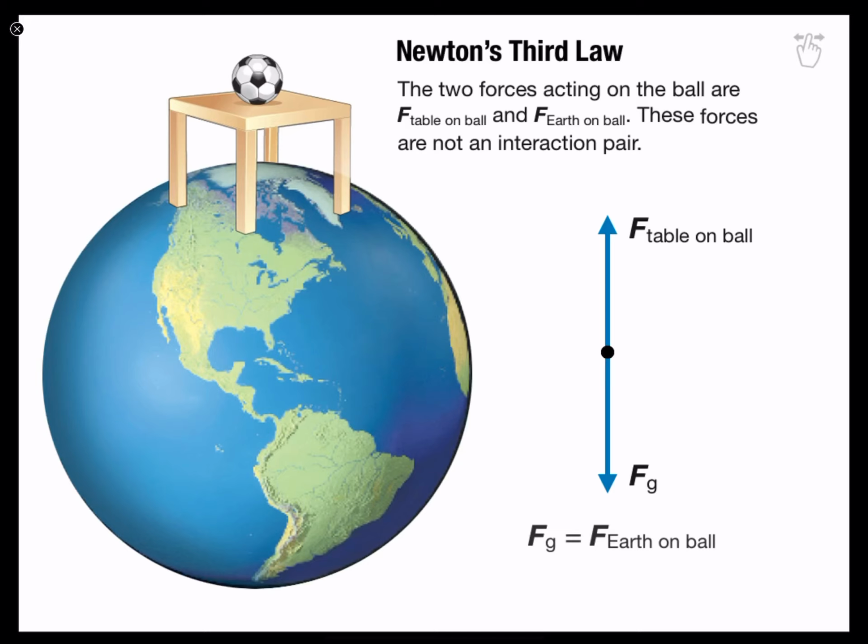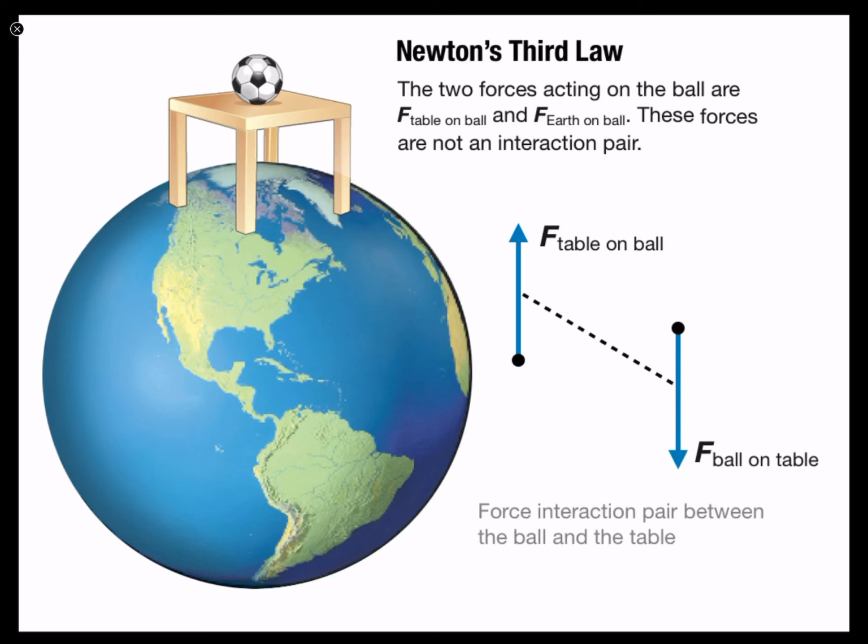Let's look at the interaction pairs. The table is pushing up on the ball. The ball is pushing down on the table. This is an example of an interaction pair. These forces are equal and opposite to each other. Now that may seem fairly obvious. Usually for contact forces, this is quite obvious.